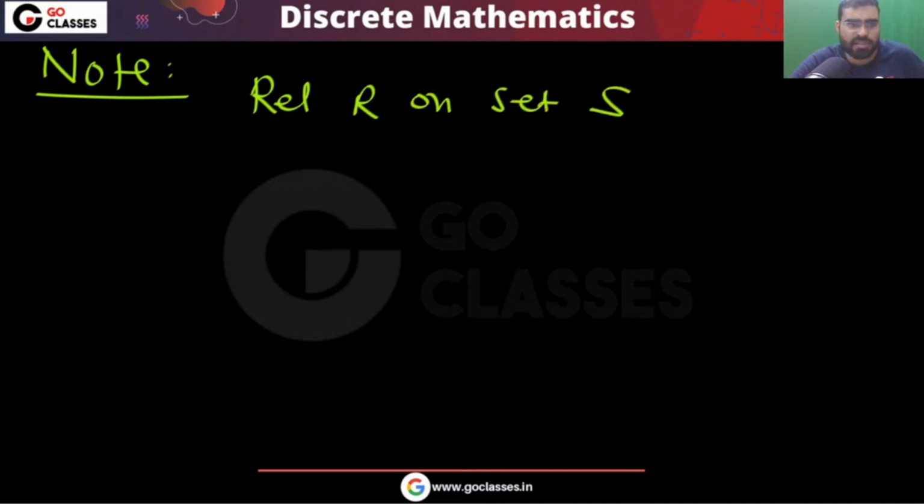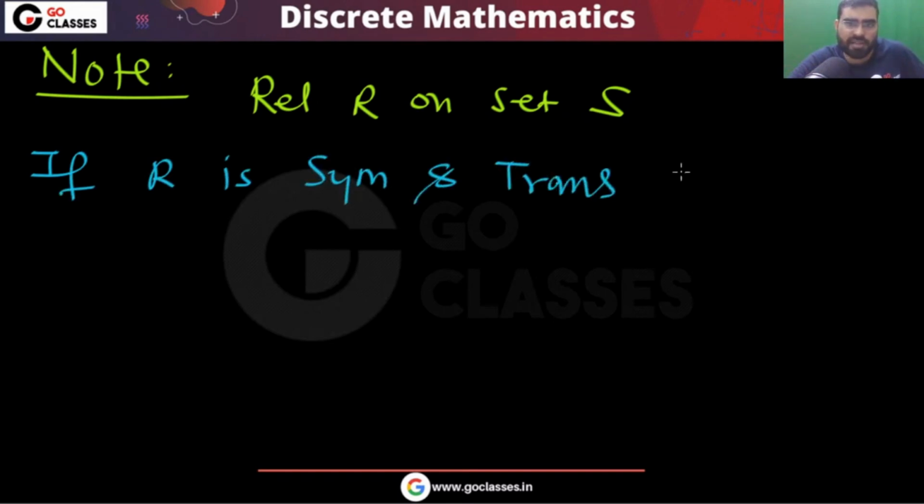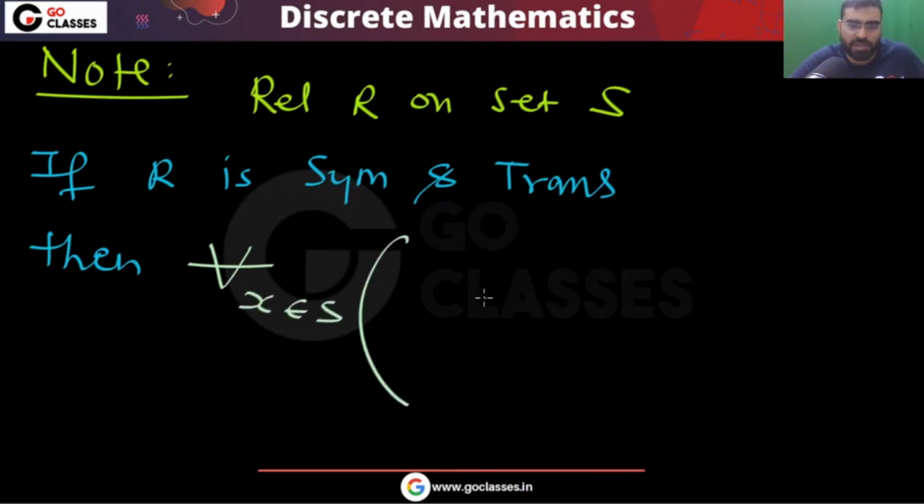So you can see, this is the conclusion you can get, that if you define a relation R on set S, then this property is there: if R is symmetric and transitive, then something interesting will happen. Either you are not related to anyone, or you are related to yourself. Then for all X belonging to S, I can say this will be true.